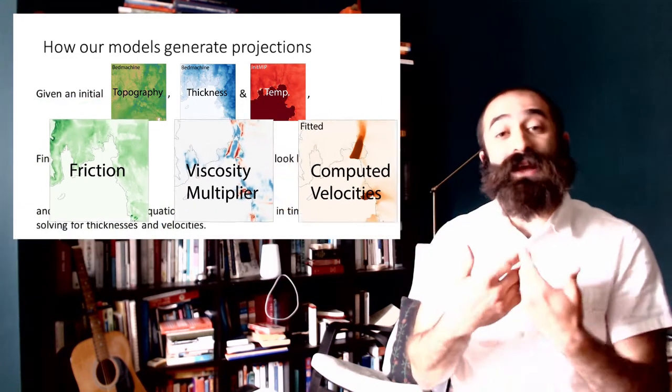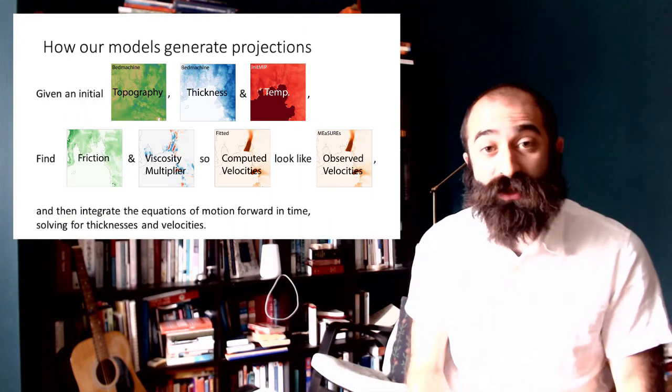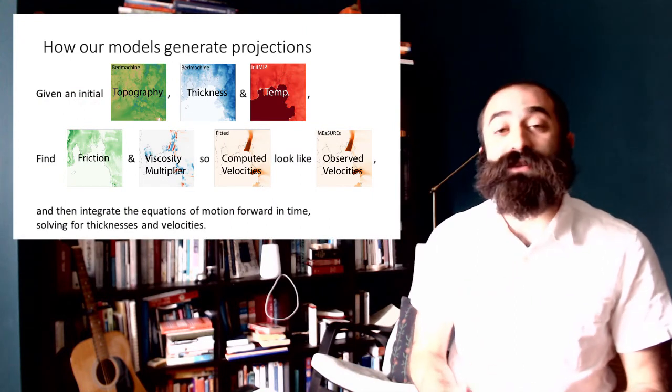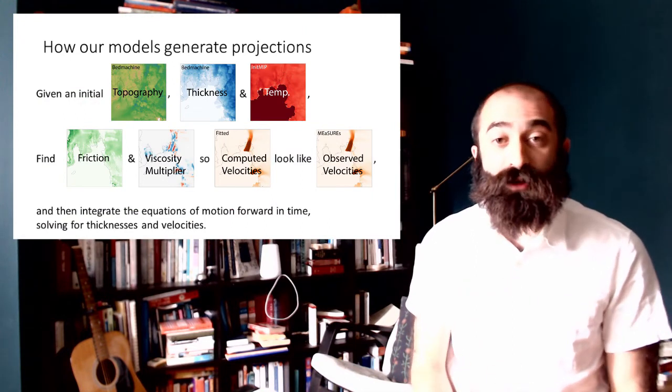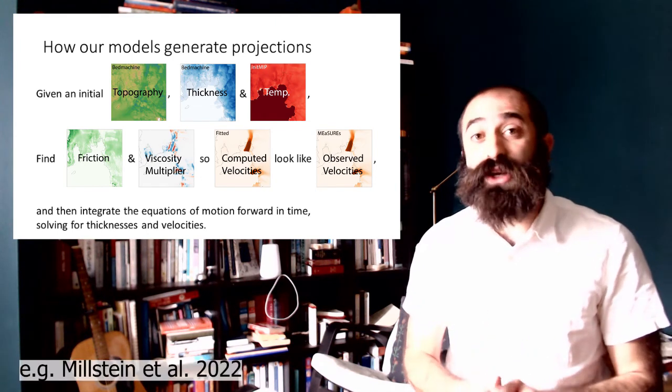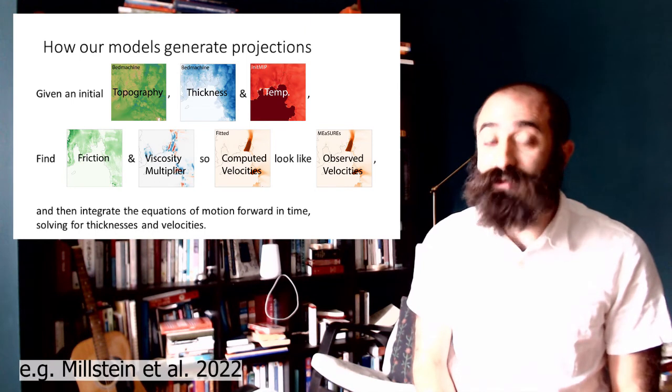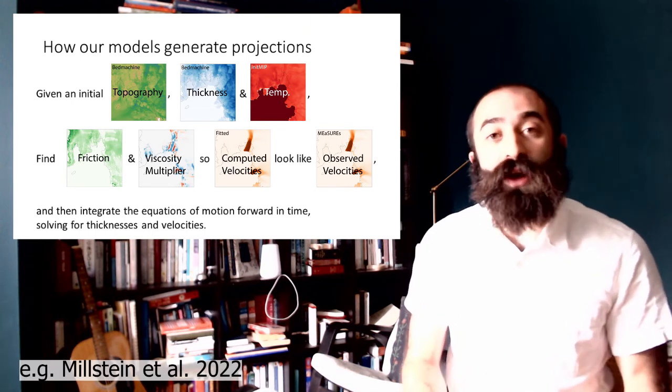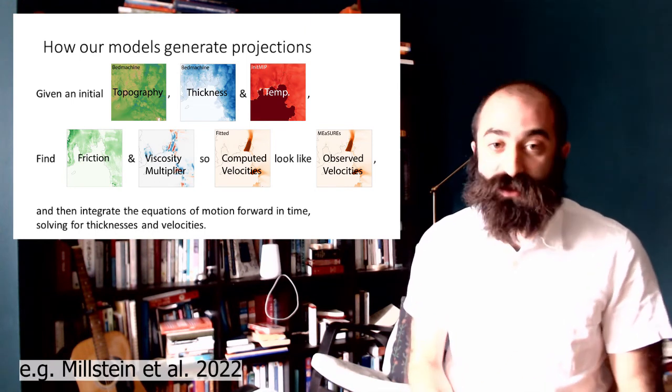And we can then integrate the equations of motion forward in time, solving for future thicknesses and velocities as the ice sheet evolves. I want to point out that it's possible that the exponent we're using in the equations of motion isn't the correct one for ice shelves, but we'll continue under the common assumptions for now.